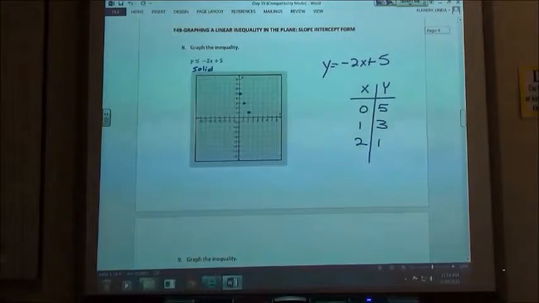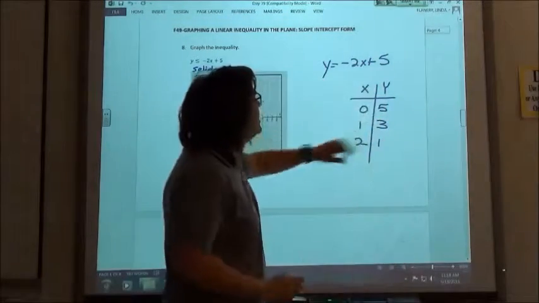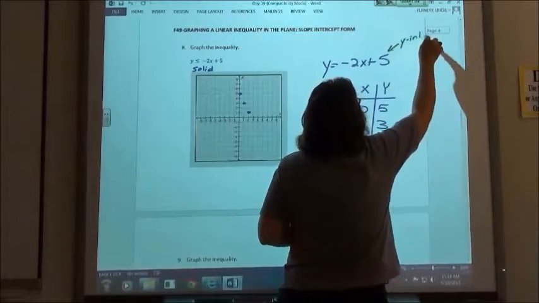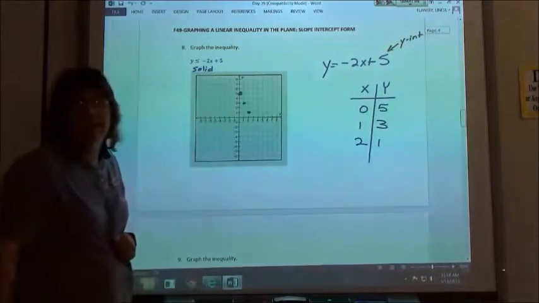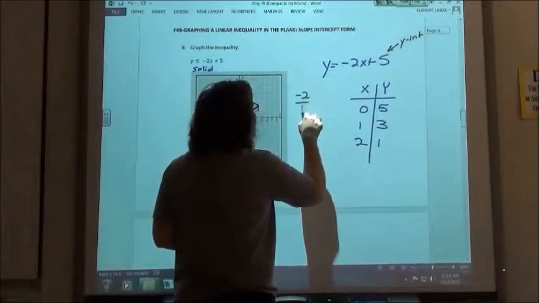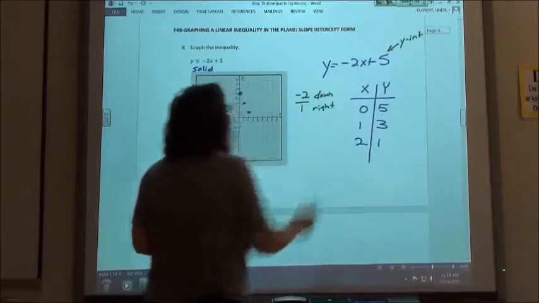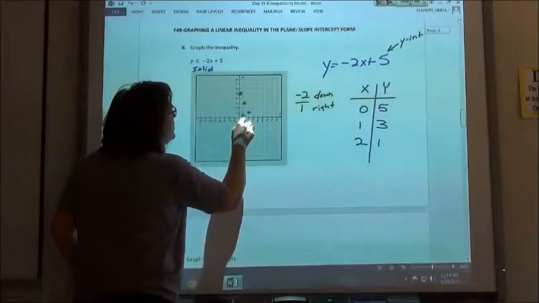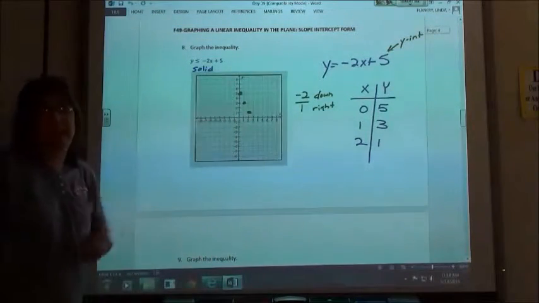The other way we graphed the line was using your slope and your y-intercept. So some of you might like to make a table. Some of you might just like to do this. This is my y-intercept, that number on the end. My y-intercept's 5. Yep, there it is. My slope is negative 2. If my slope is negative 2, I have to go down 2 and to the right 1. So if I go down 2 and to the right 1, down 2 and to the right 1, hey, I got the exact same dots as I did when I made a table.